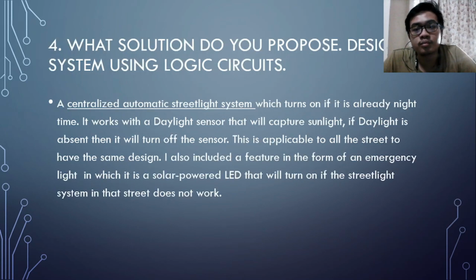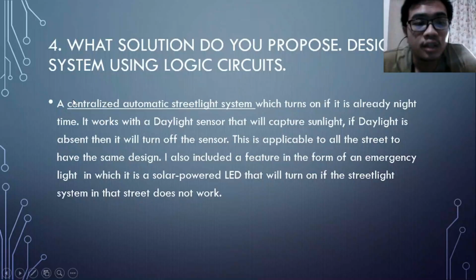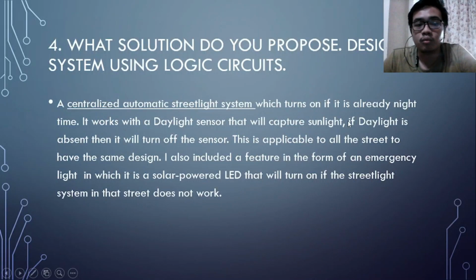So what solution do you propose? Design a system using logic circuits. I proposed a centralized automatic streetlight system which turns on if it's already nighttime. It works with a daylight sensor that will first capture the sunlight, and if the daylight is absent, the lights turn on, and when it returns, they turn off. The daylight sensor will work as the core of this automatic system.